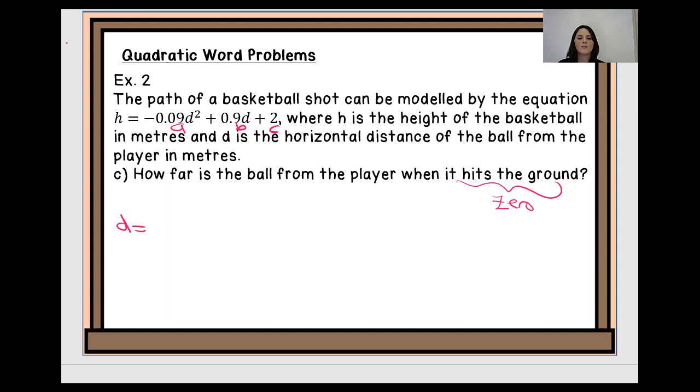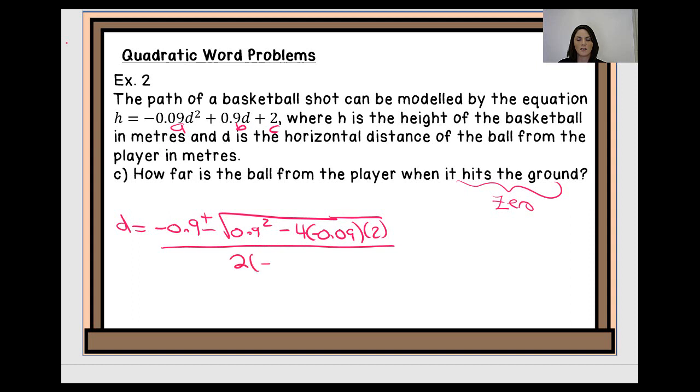So you could use x equals, or in this case, we have d's in our equation. So I'm going to write d equals negative 0.9 plus or minus the square root of 0.9 squared minus 4ac, so minus 4 times negative 0.09 times 2, all over 2a. So all over 2 times negative 0.09. Okay, go ahead and simplify, please.